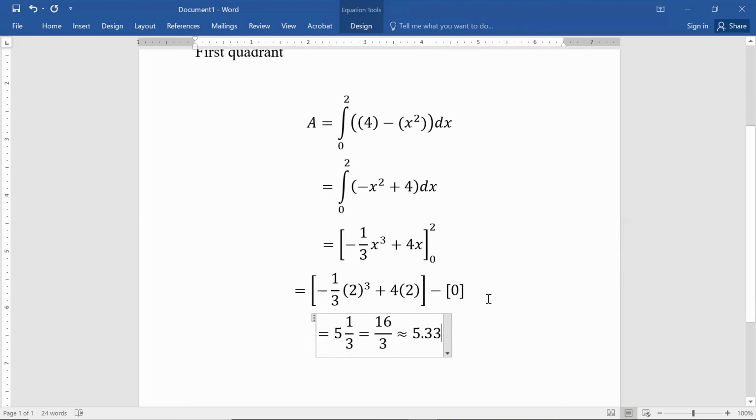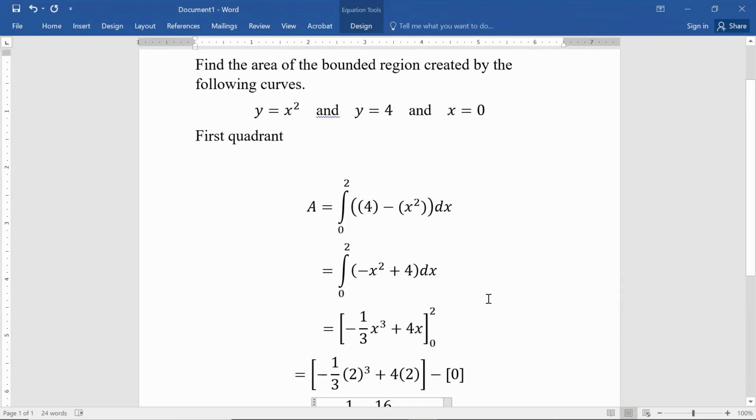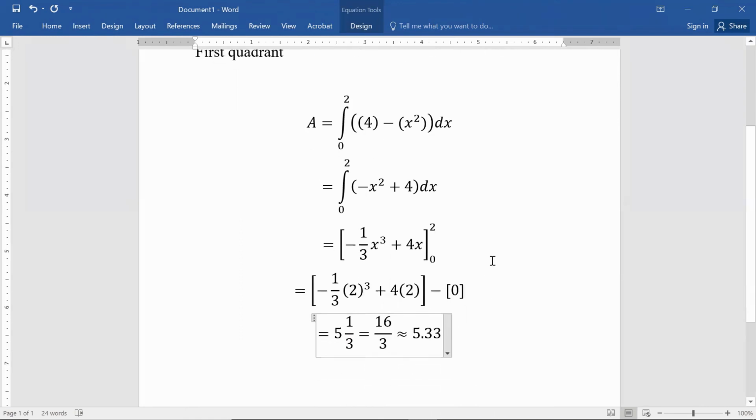So there you go. That's how to find the area of a bounded region created by curves. It's the same area formula as we've done before. We just have to figure out the bounds and figure out which one of our functions is on top.